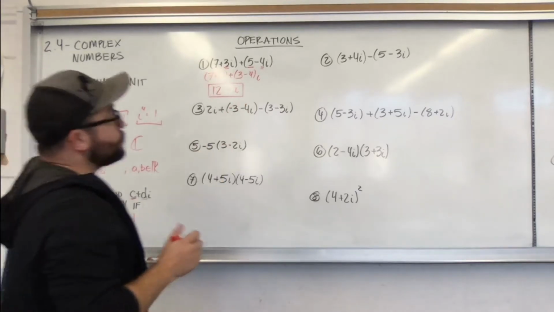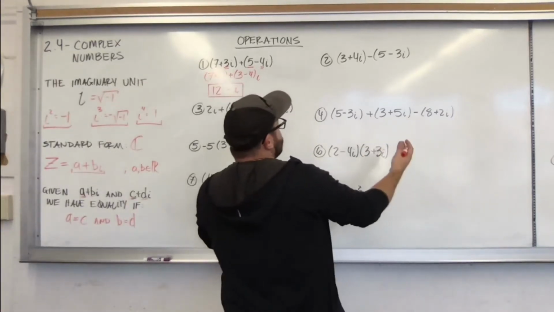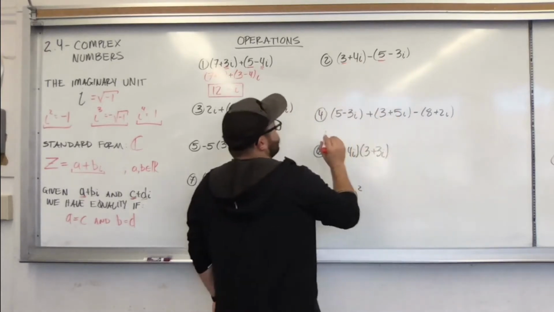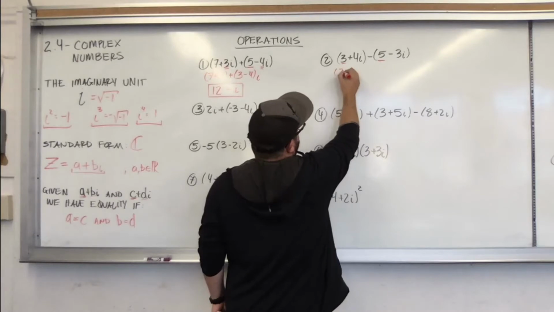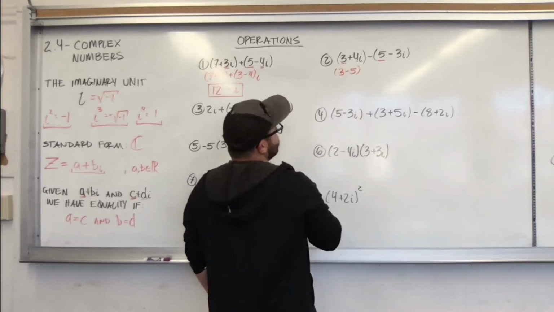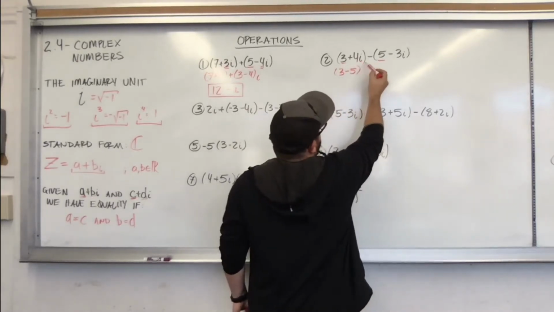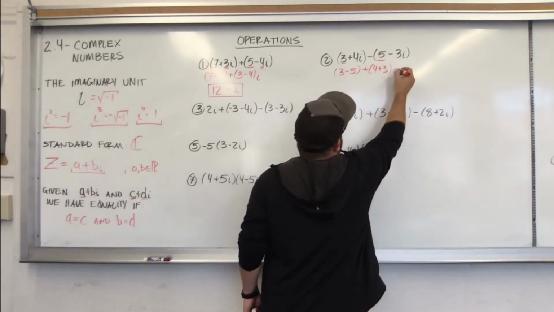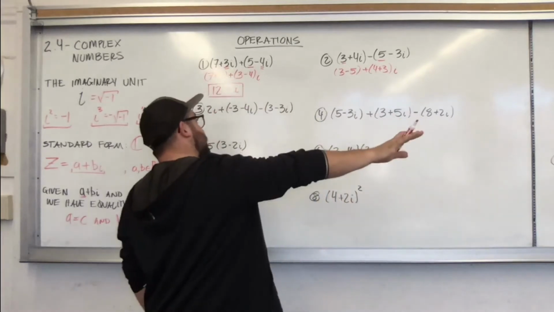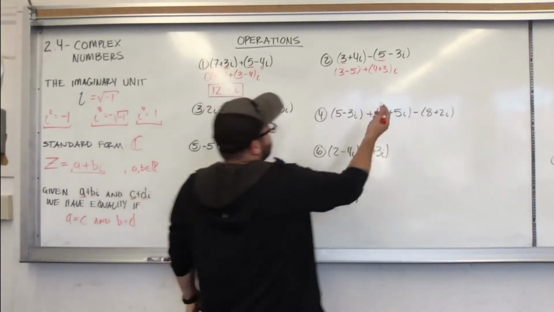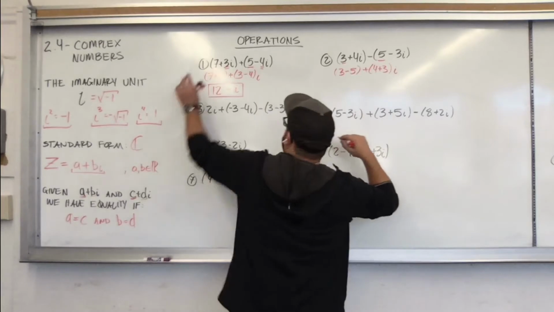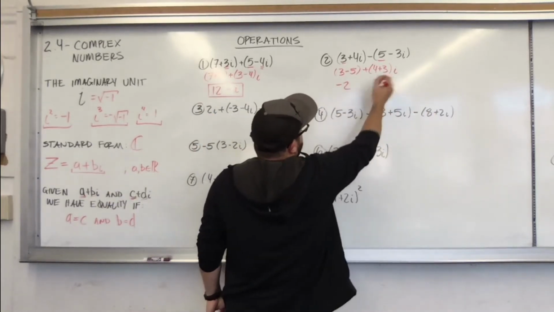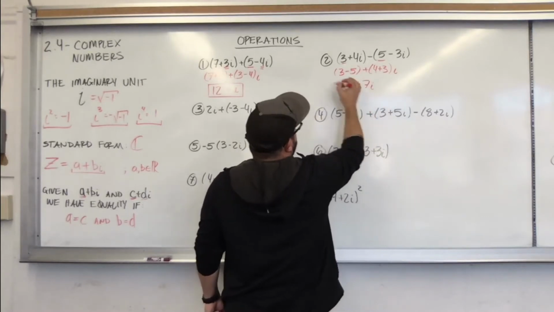Now moving on to number 2, a little bit of subtraction. How does that work? Well, again, we're going to be dealing with the real pieces first, but now we're dealing with subtraction, so it's 3 minus 5 for the real piece, and then it's 4 minus -3, so 4 plus 3 i, and we're always keeping the i onto the right. 4 plus 3 i. And then just like for number 1, we're just going to simplify that. 3 minus 5 is -2, and 4 plus 3 is 7 i.